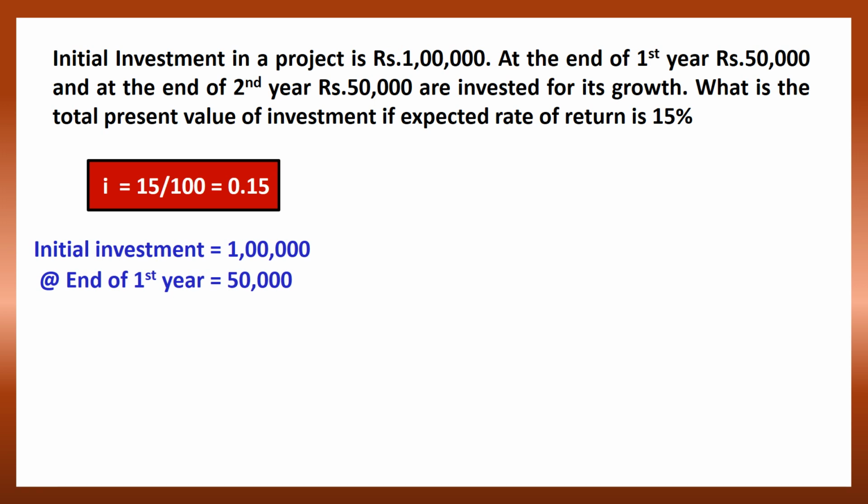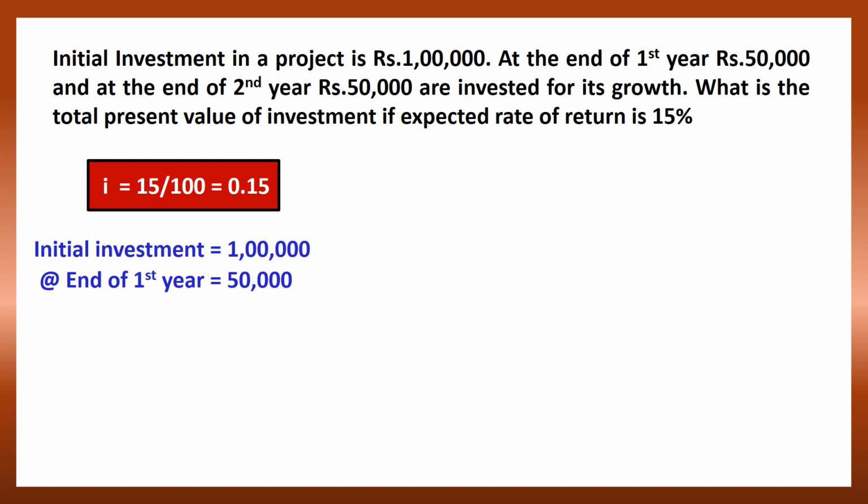Now, let us check for the next investment. The next investment is done at the end of first year. 50,000 is invested at the end of first year. So, it is not done now. It is done after 1 year. Thus, there will be difference in the value. We have to find the present value of that investment done at the end of first year. For this purpose, we can use the present value factor table.